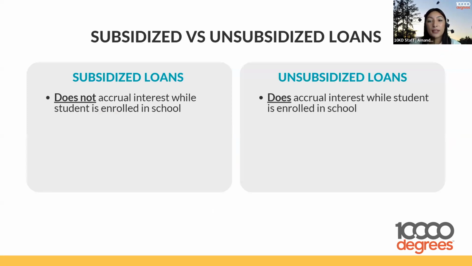The difference between subsidized and unsubsidized loans is simple. A subsidized loan does not accrue interest while a student is enrolled in school. However, on the other hand, an unsubsidized loan does accrue interest while a student is enrolled in school. So as soon as they take that loan out, it begins accruing interest.